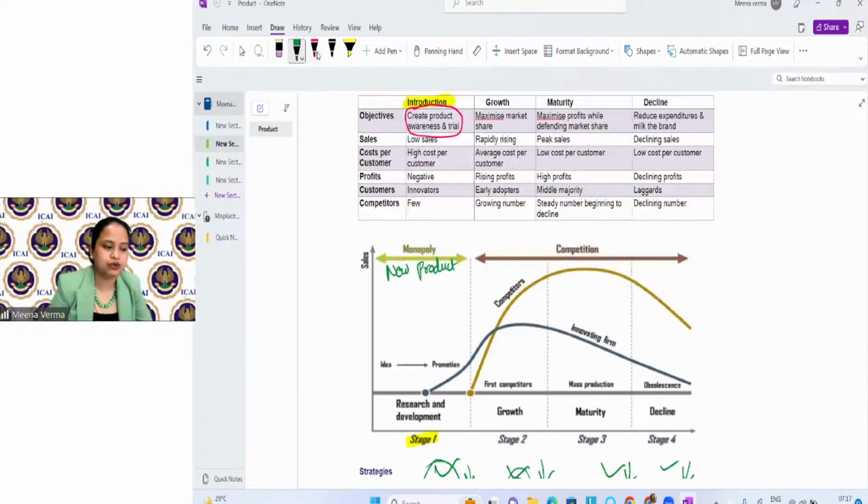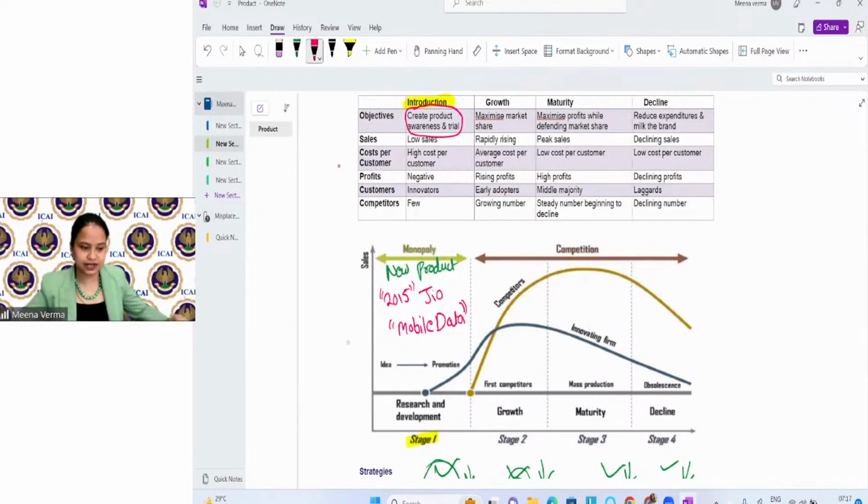So I remember in 2015, what happened in 2015? Jio introduced a new product in the market, which was mobile data. Before that, we had never heard the name of mobile data. We never knew how it functions, how it can help us. We had no idea about mobile data. So before 2015, we had never used such facilities, right?